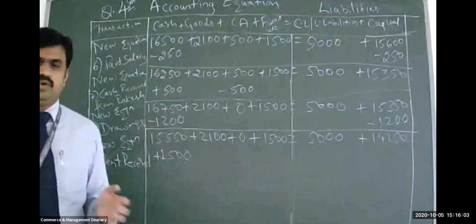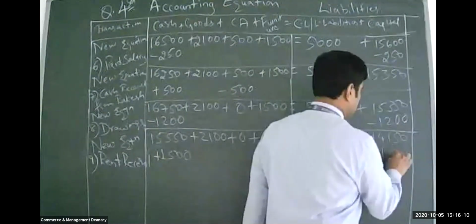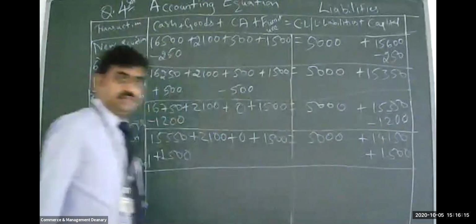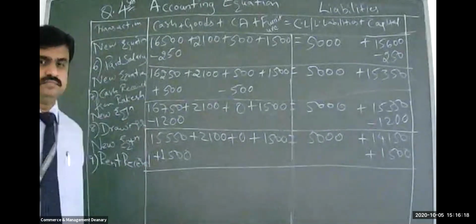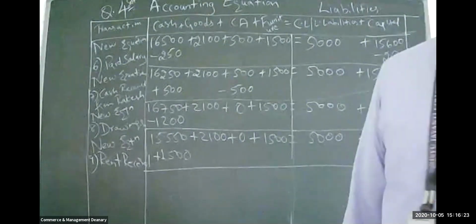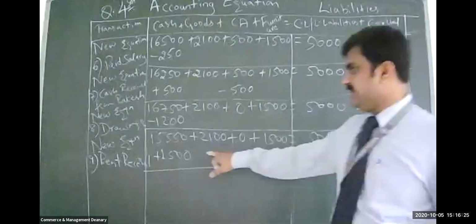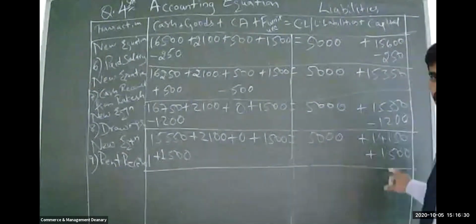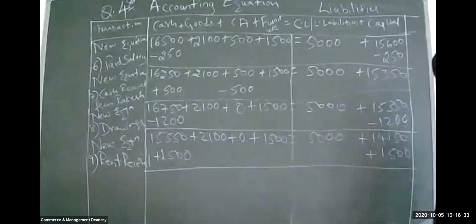Plus 1,500 in cash. And income is to be given to whom? Income has to be given to the owner, so you have to add 1,500 to capital. Clear? Any doubt? No, sir. Rent received: cash is coming in, so 1,500 rupees I add in the cash column, and rent is income, which will add to capital.